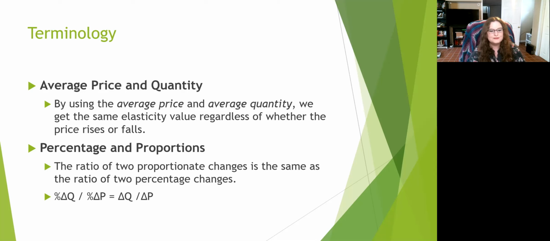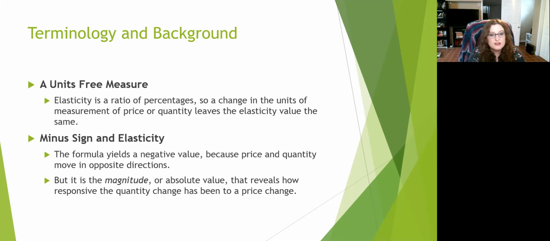That's kind of cool. We also use a lot of percentages and proportions. The ratio of 2 proportion changes is the same as the ratio of 2 percentage changes. That just basically means that we're going to be putting the percentage change in quantity demanded over the percentage change in price. That's the exact same as thinking about the change in the proportion of quantity versus the change in the proportion of price. We're just making this a simpler and easier way to calculate, because it's really important to know what the slope of our lines even looks like.